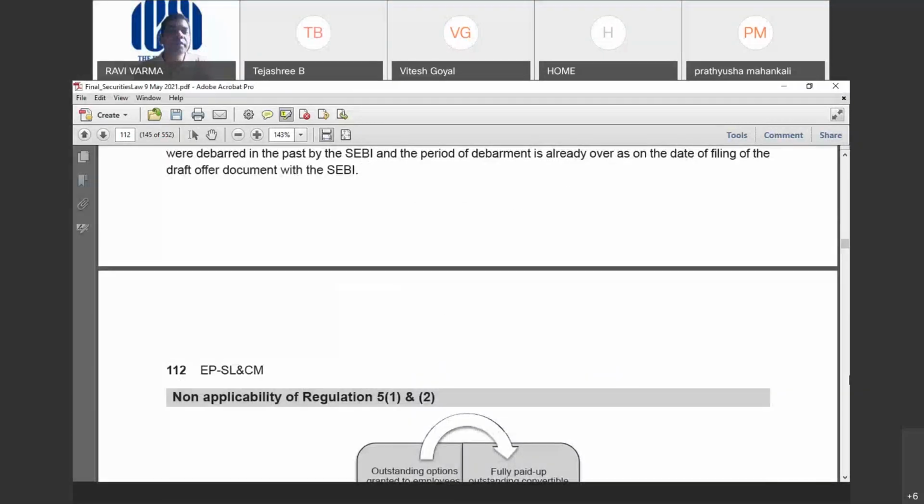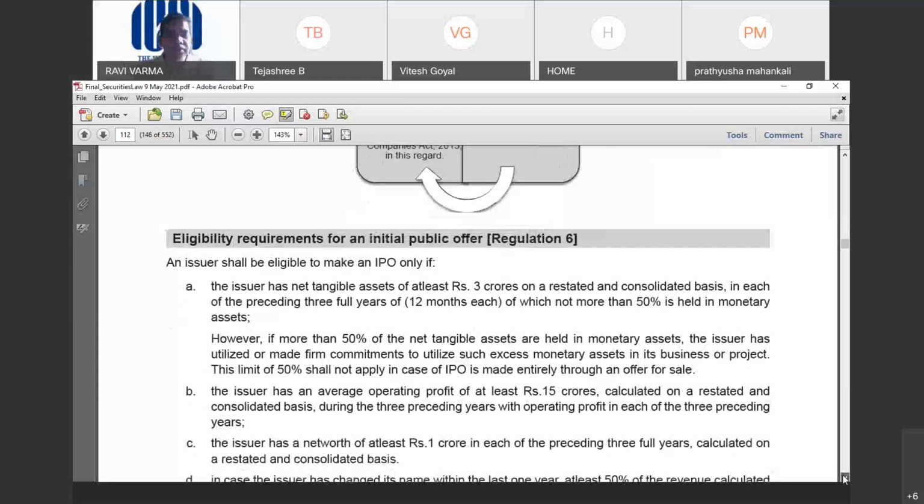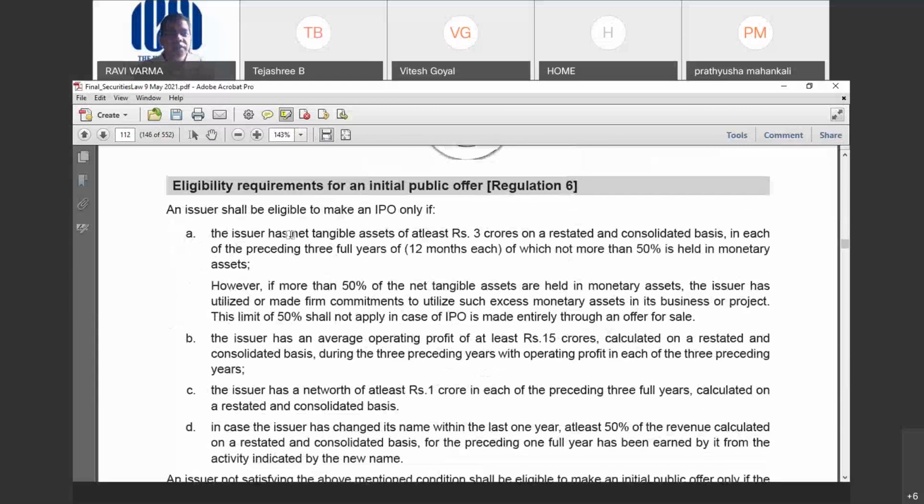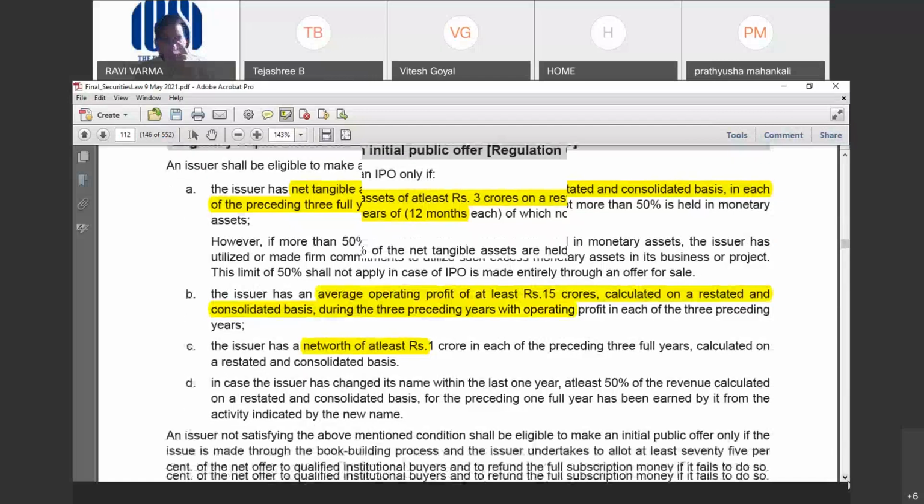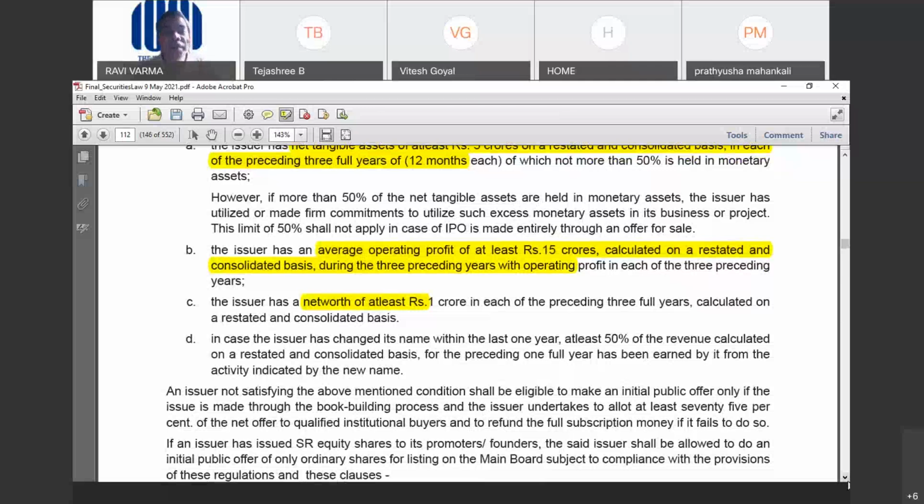Correct? Now come to the page number 112. See, eligibility requirement. Again, this portion we have done. The net tangible assets of 3 crore, right? Net worth of 1 crore, average profit of 15 crore. We have covered. And in fact, I told you, if they do not satisfy this condition, then what will be the remedy? Say, for example, I'm not satisfying any of this condition. Can I still come out with the IPO? If yes, then what is the remedy?